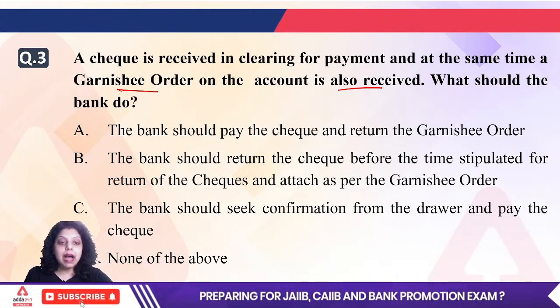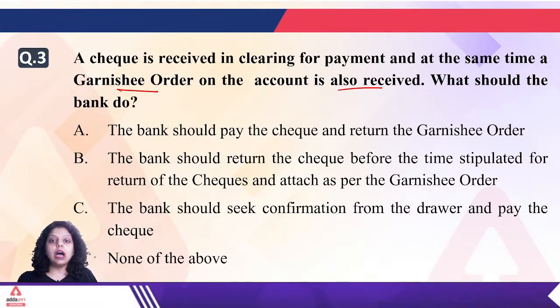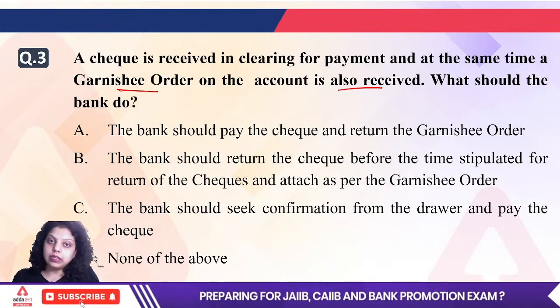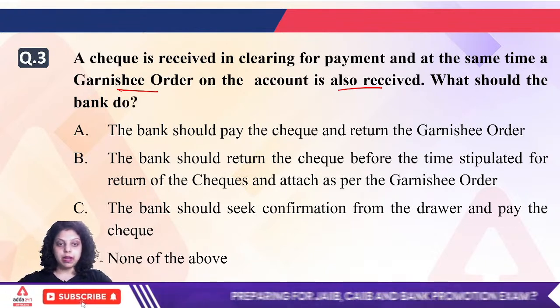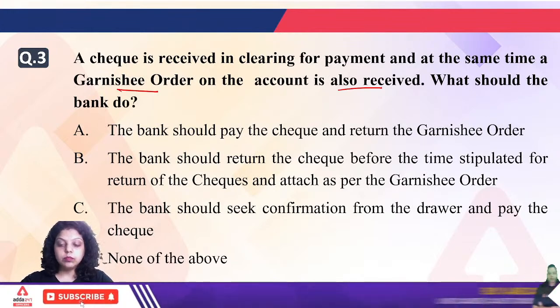So what should the bank do, what will be the step taken by the bank in that situation when a check and garnishee order are both received on the account at the same time? So what will be the step of the bank? A, B, C or D? What will be the answer?